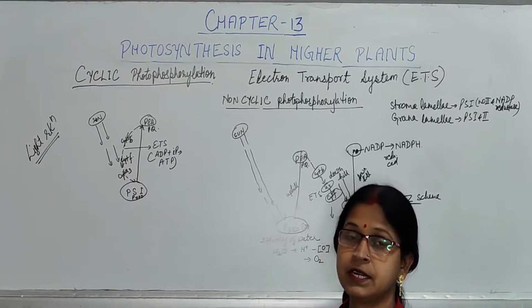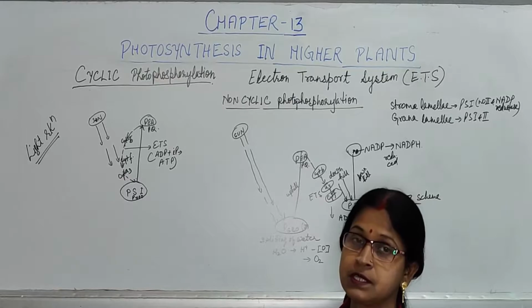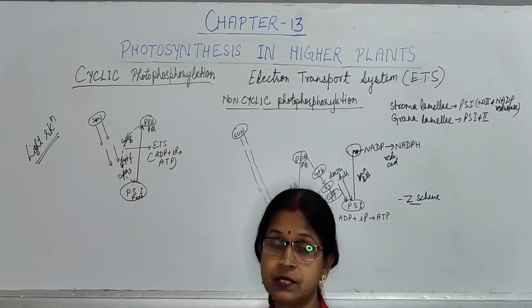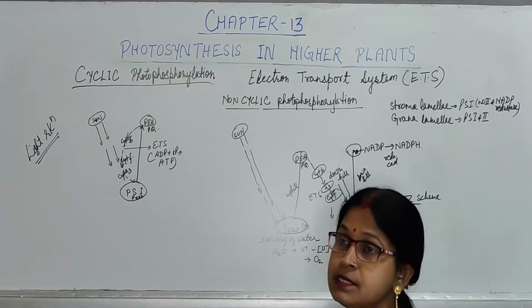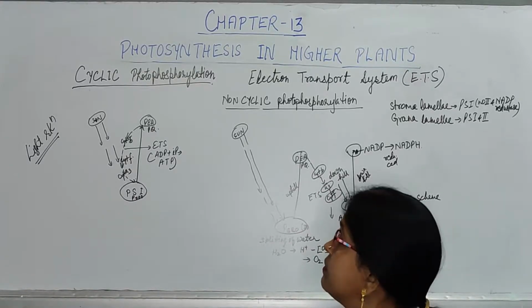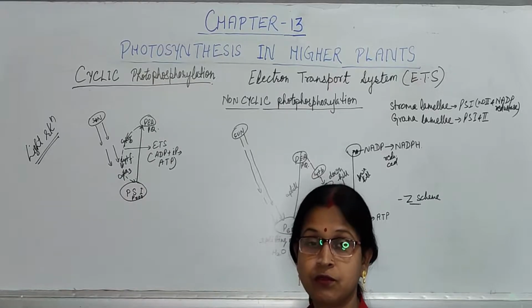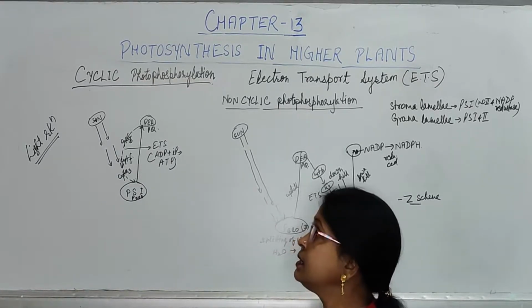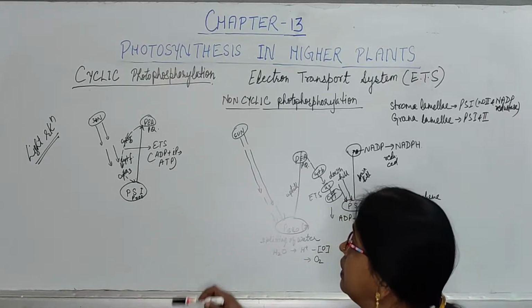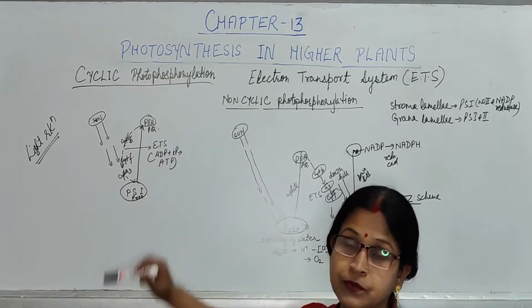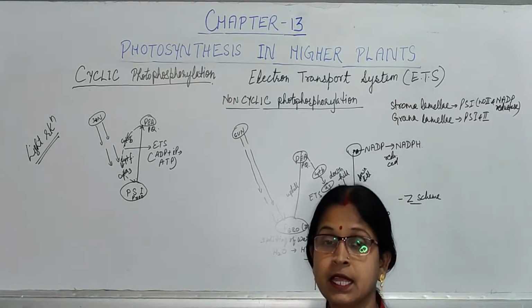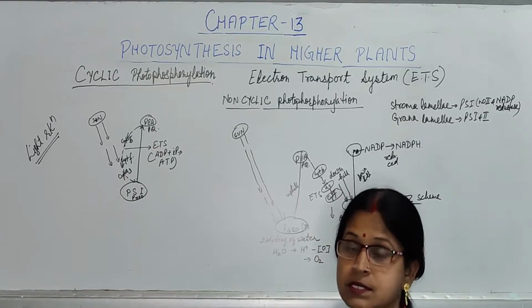In the previous class we studied photosynthesis, the different experiments regarding photosynthesis, then light pigments, the light harvesting system, and different types of pigment system, that is pigment system 1 and 2. Now in this video we'll study photophosphorylation, then different types of photophosphorylation, then the electron transport system.